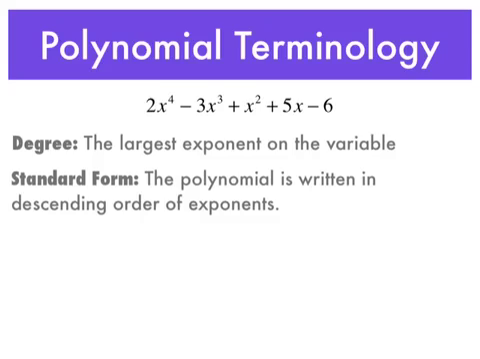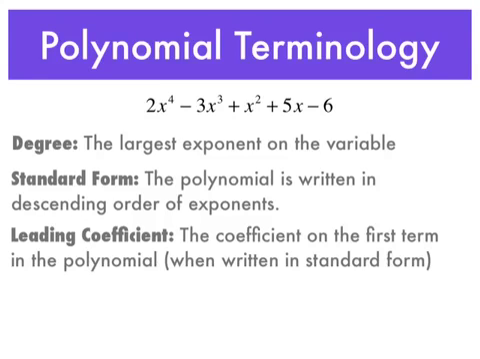Standard form. When I write something in standard form, and we've talked about standard form before, the polynomial is written in descending order of exponents. Descending means going down. So I start with the biggest exponent and then I work my way down to the lowest exponent, or no exponent at all. In this case, see how the 6 doesn't even have an x on it? So there's no exponent there. Okay? So see, I went 4, 3, 2, this would be a 1, and this would be like a 0. And that's standard form.